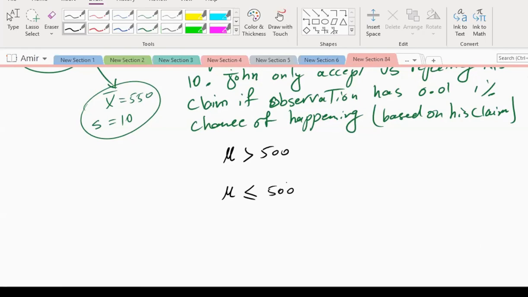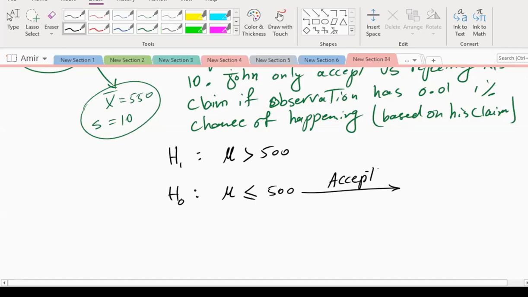Which one's null and which one's alternative? Which one is the null? Well, the bottom one. The one that has equality. Repeat that so you don't make a mistake. The one that has equality is the null. The other one is the alternative. What is the next step? We accept the null, tentatively. And then everything that we write here on would be based on that acceptance.